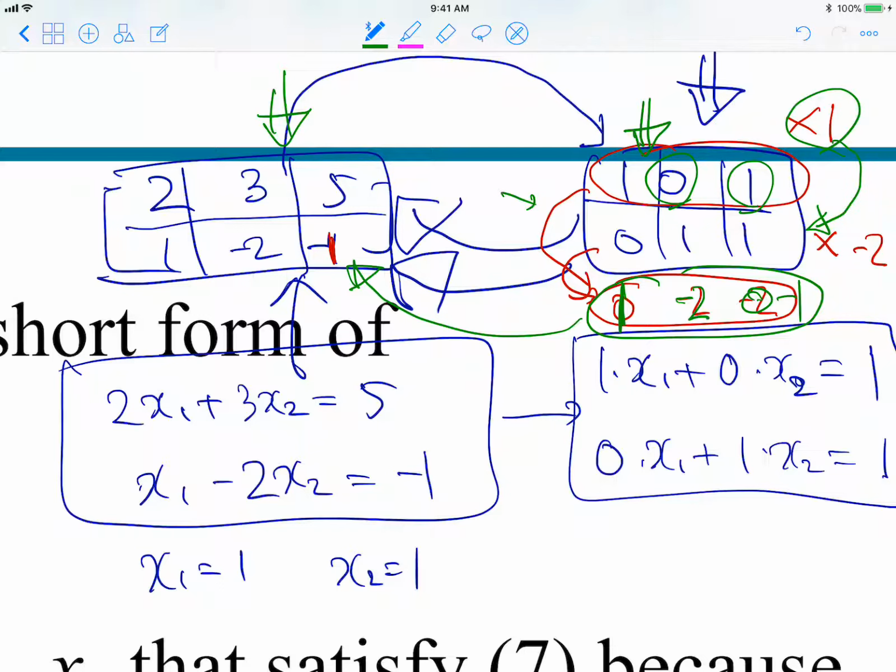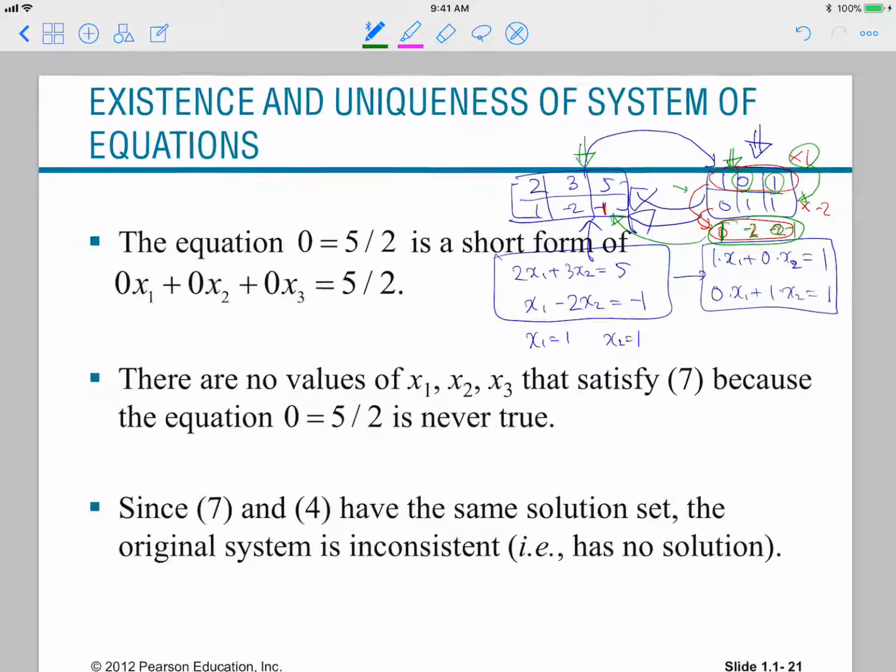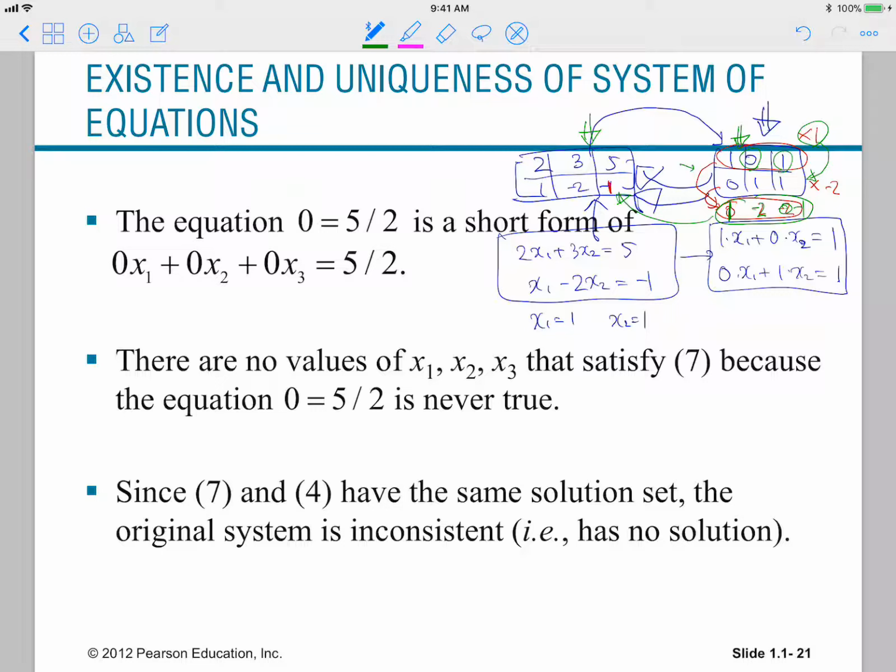Okay. So that way we can always change one augmented matrix into another one by using row operations. Any other questions?